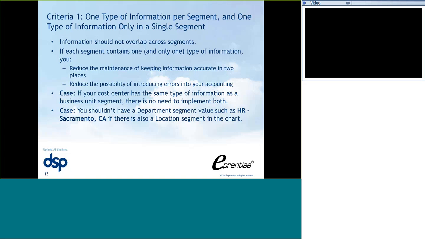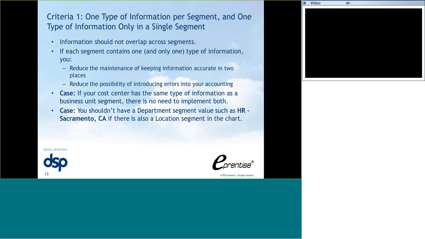So if you have a department segment, HR, you don't want to have an HR Sacramento, an HR New York, an HR London, if there's also a location segment in the chart. It's much cleaner to have one HR department and then have a location segment that tells Sacramento, London, Paris, wherever. And then you are able to report by location.